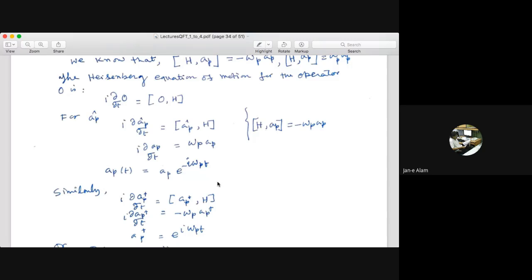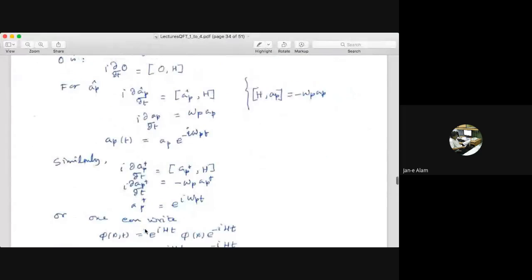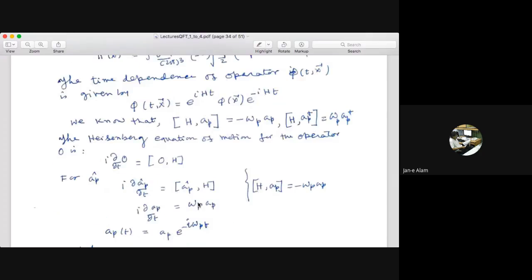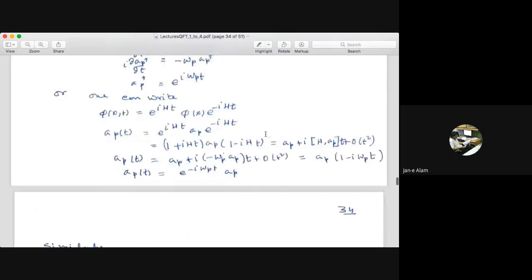Now in a similar fashion, in place of O, I can place A_p dagger, the creation operator, and again I solve the equation, and I can show that A_p dagger will be e to the i omega_p t into A_p dagger. Or if you want to do it this way, if you want to see what my A operator is, e to the iHt, A operator at time t equal to 0, e to the minus iHt. So that also you can do. A_p(t) is e to the iHt A_p e to the minus iHt.